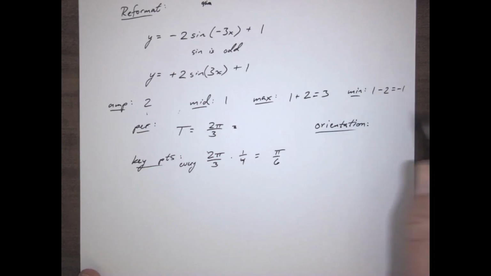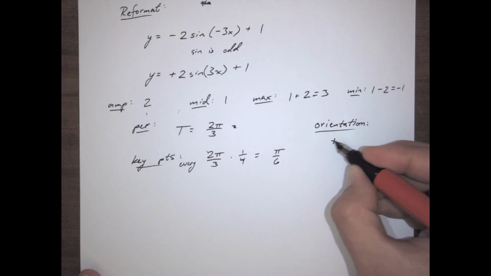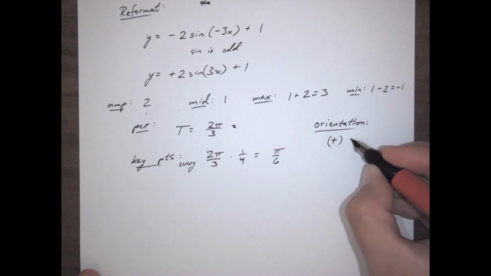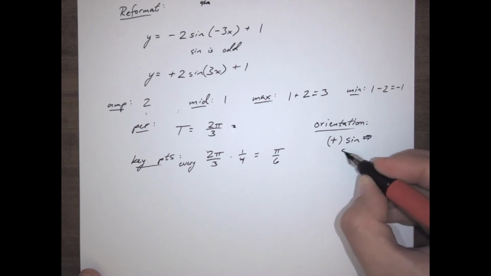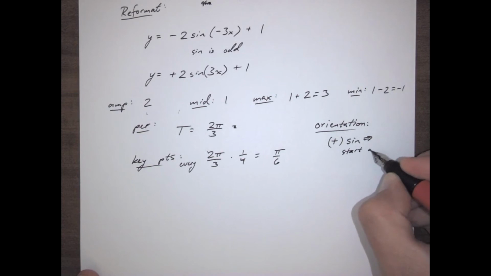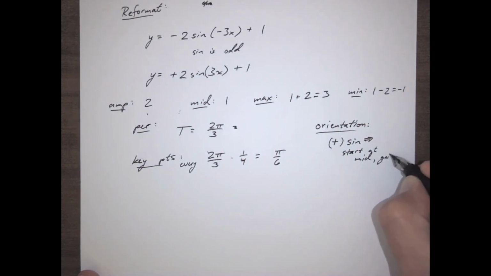Orientation here, at the end of the day, it ended up being a positive sine. The negative and the negative canceled out, and it became a positive sine, which means start at mid going up.